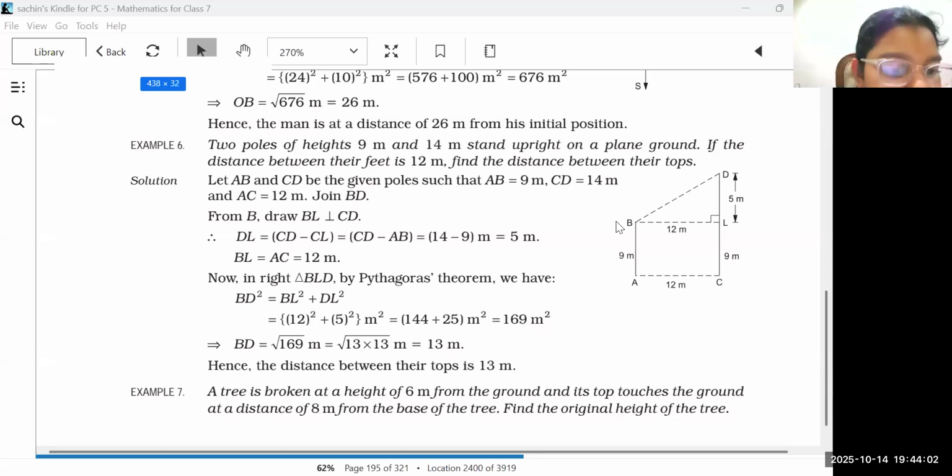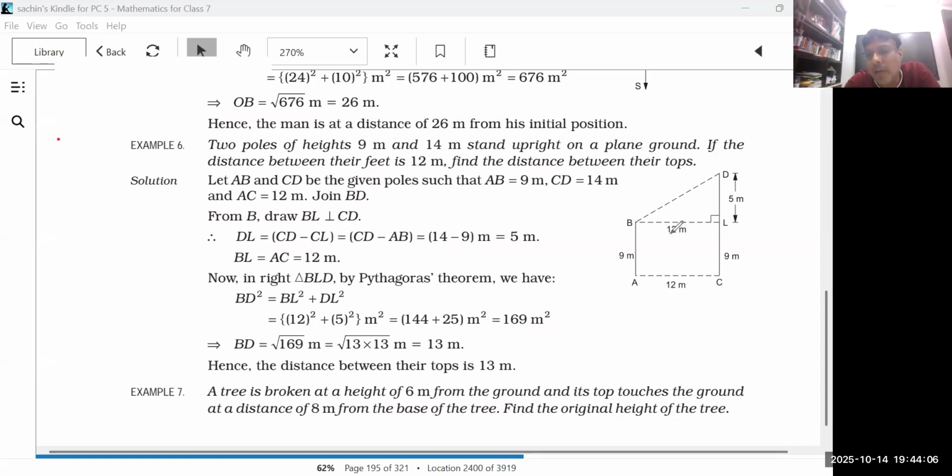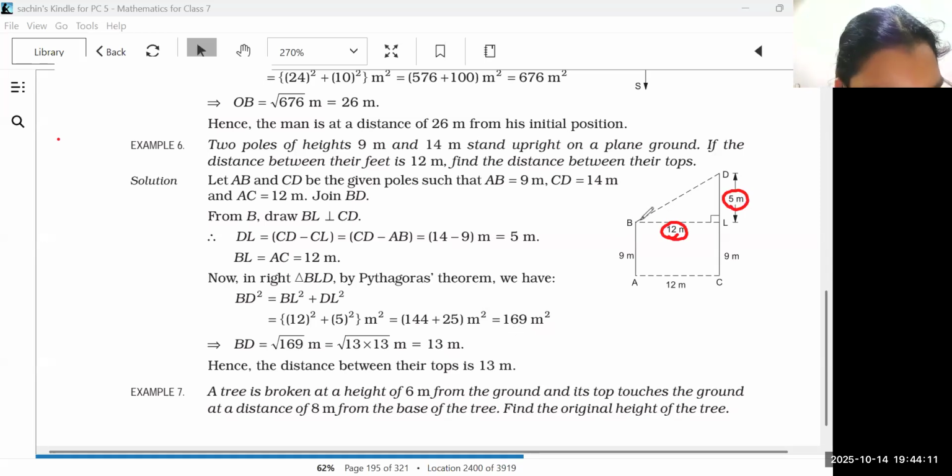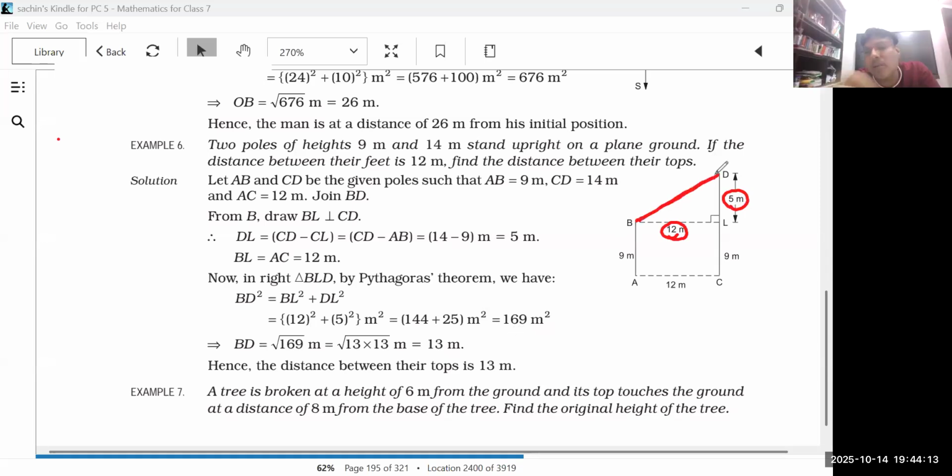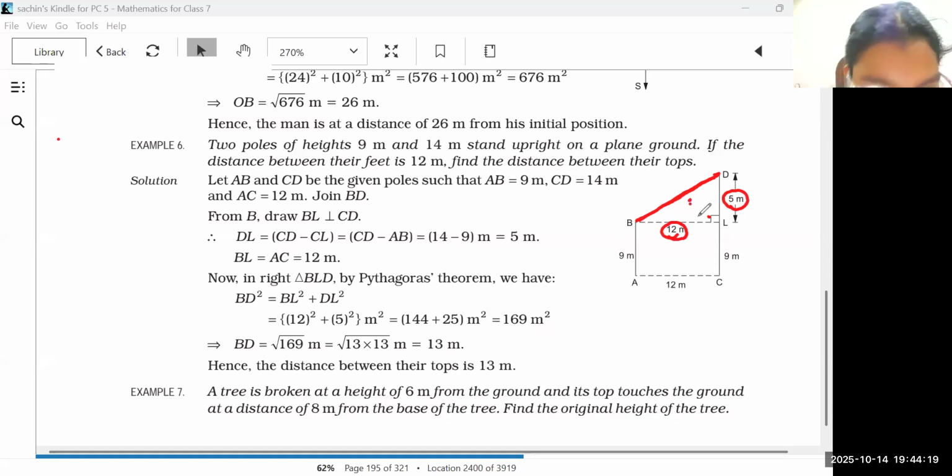So the Pythagoras theorem. Did you understand this? This will be 12 and this will be 5. Yes, sir. Did you understand that this is the hypotenuse, opposite to the right angle? Yes, sir. This is the hypotenuse opposite to the right angle.